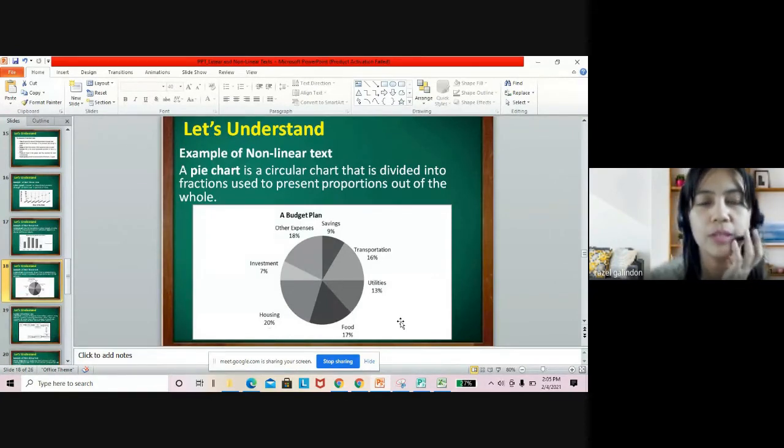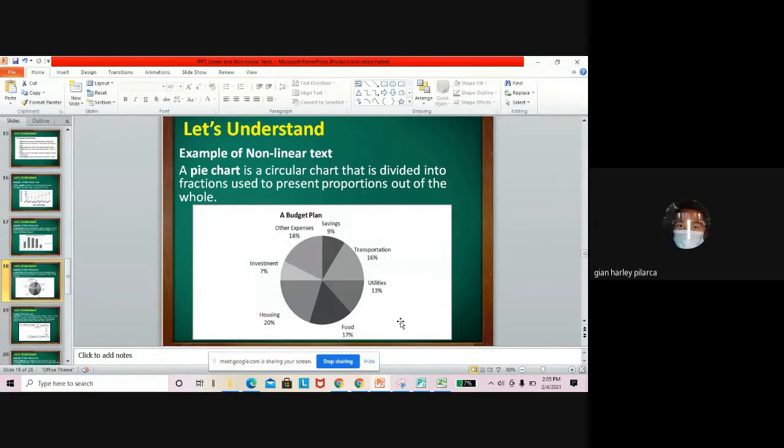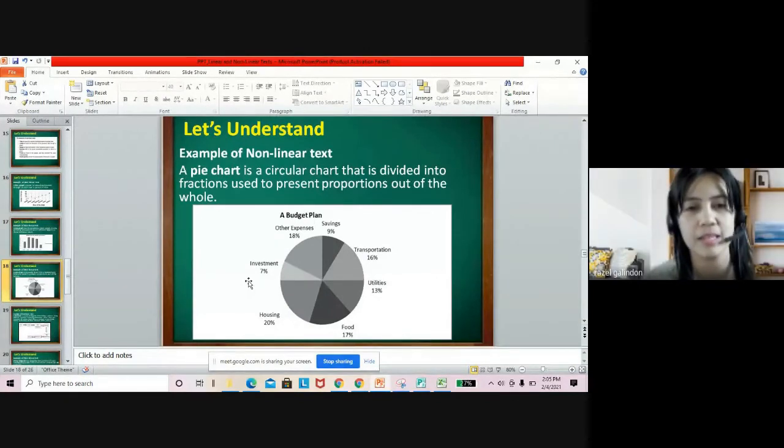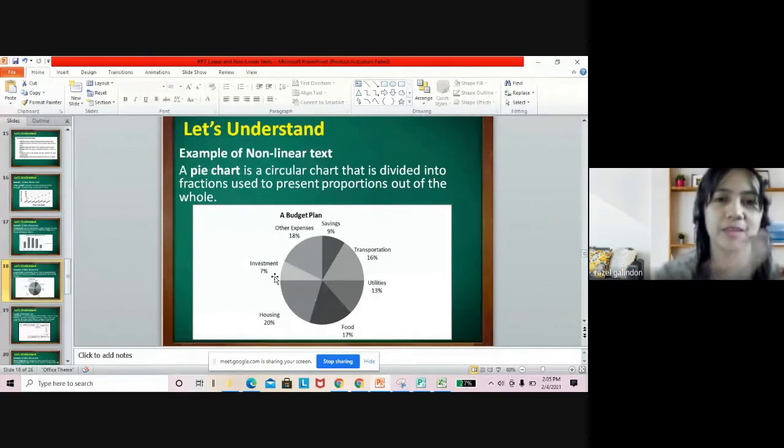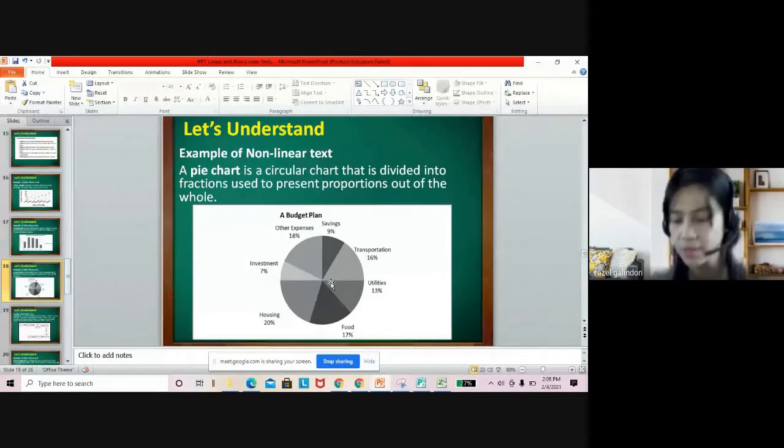How about the expenditure that has the least share? Investment. Okay, very good. Investment has the least share, which is 7% only. So very good answer. Everybody got the correct answer here in our chat box.